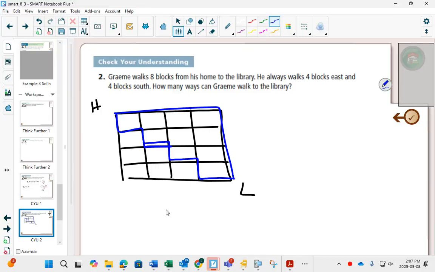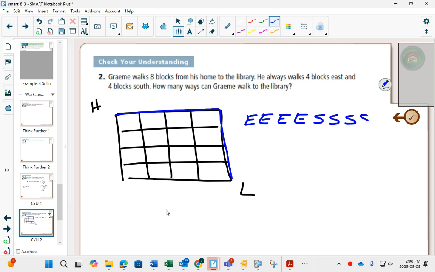So, how many pathways are possible? If you just start drawing them, you get very confused. Did I count them all? Did I miss some? What would be left? Okay? But if we look at this path, I could describe this path as I went east, then east, then east, then east, then south, then south, then south, then south. That would be one example.